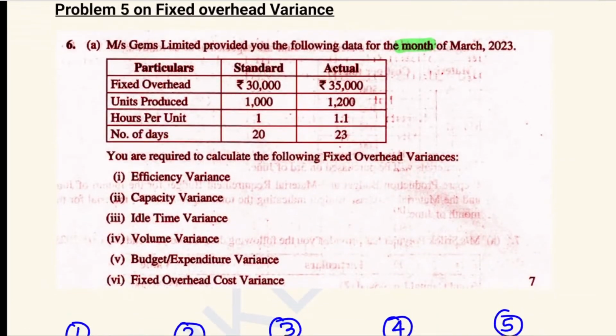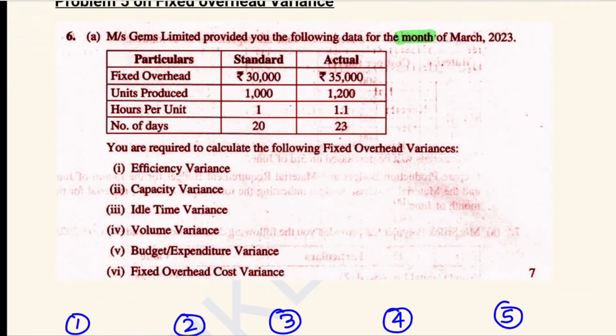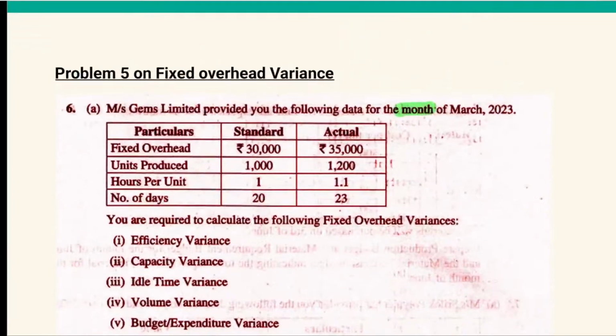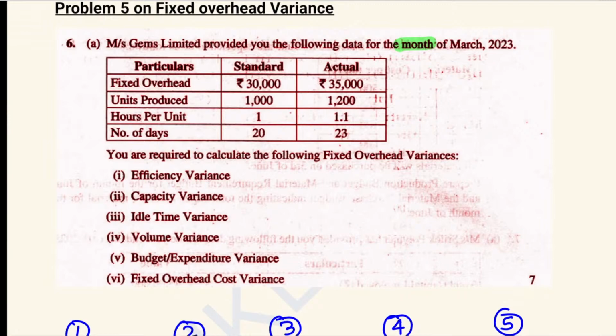Next, I have to calculate standard hours. How to calculate standard hour? For that, I should know what is the standard hours per unit. So standard hour per unit is given. It is 1. So standard hours for 1200 units will be 1,200 hours. So therefore SH is equal to 1200.